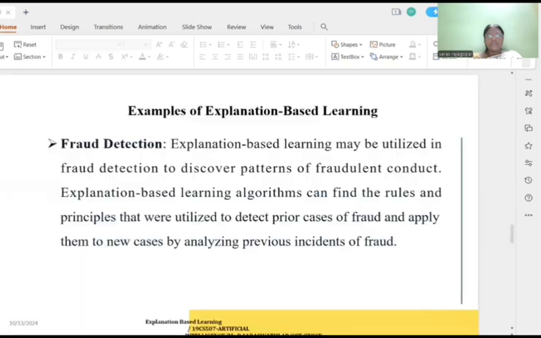Fraud detection. Explanation-based learning may be utilized in fraud detection to discover patterns of fraudulent conduct. An EBL algorithm can find the rules and principles that were utilized to detect prior cases of fraud and apply them to new cases by analyzing previous instances of fraud.